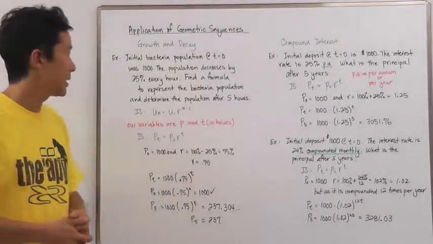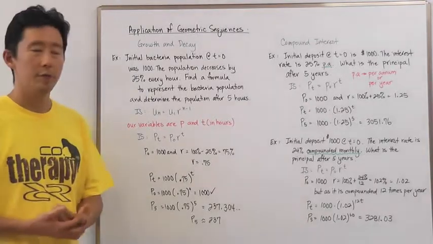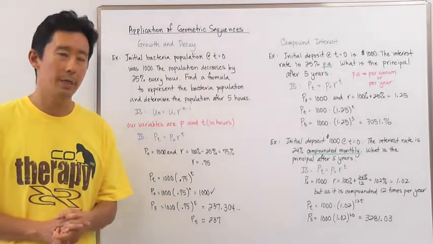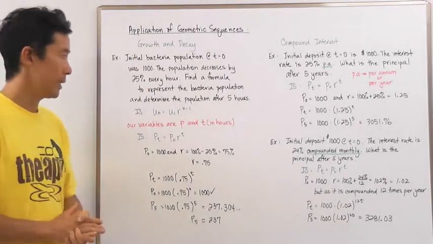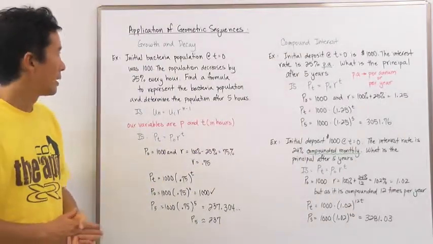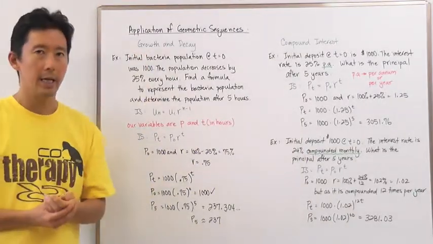Hello everyone, let's go ahead and take a look at applications of geometric sequences. Now there's two primary applications that we'll be dealing with. One is called growth and decay, and the other is called compound interest. Now let's go ahead and start off with growth and decay.